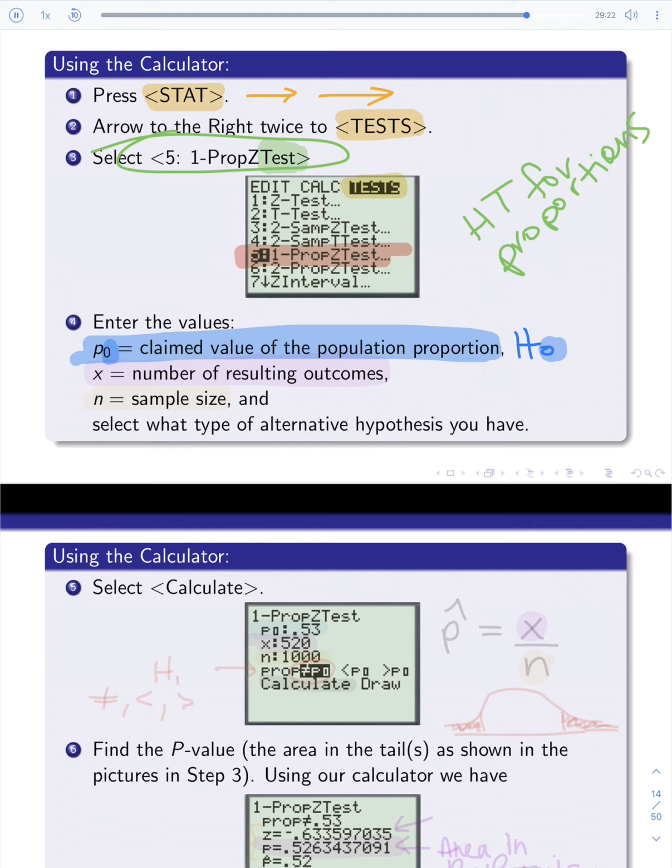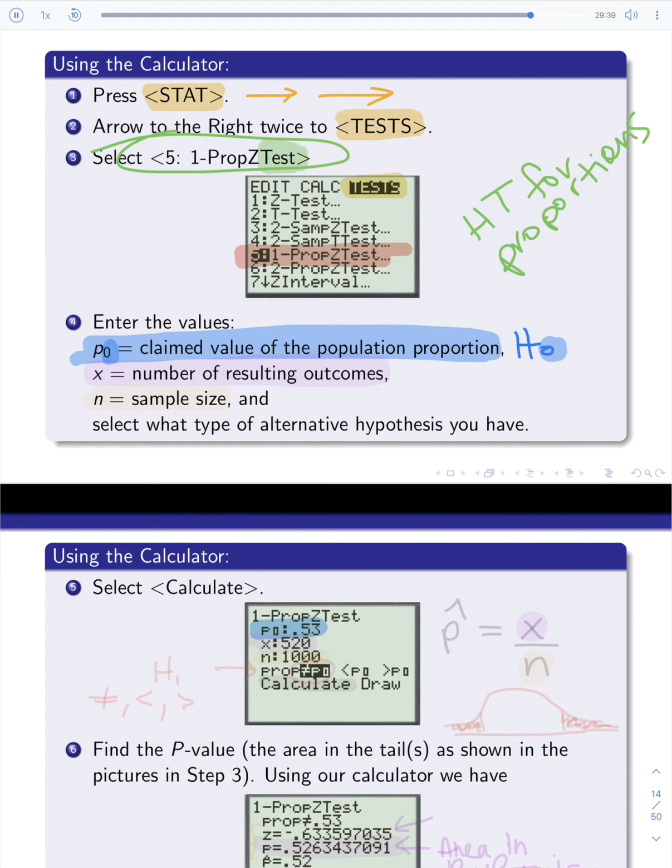It's a good little reminder. So in my first example, I'm going to use a P naught, or P from the H naught, the null hypothesis, of 0.53. And you guys can run this. I'm just making these numbers up just to kind of practice.